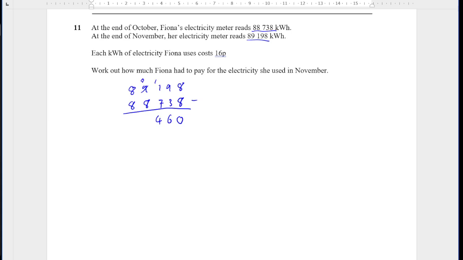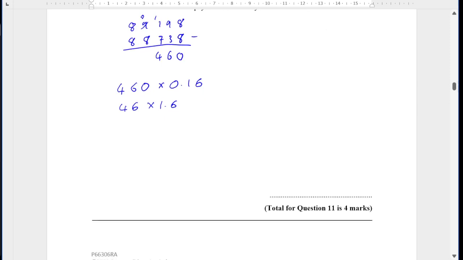We then need to times that by 16. So I'm going to convert this into pounds as I do it. So I'm going to do 460 times by 0.16. Right, to do this, I'm going to change this to make it an easier multiplication for me. I'm going to treat it as 46 times by 1.6. And then if I do that multiplication, I can ignore the decimals while I do the multiplication. So 46 times by 16.